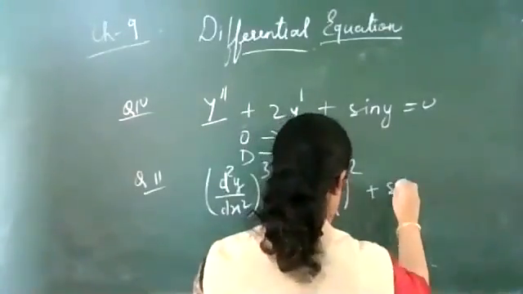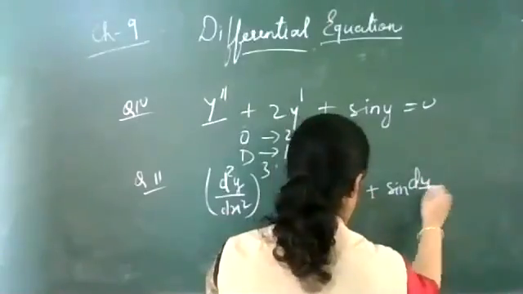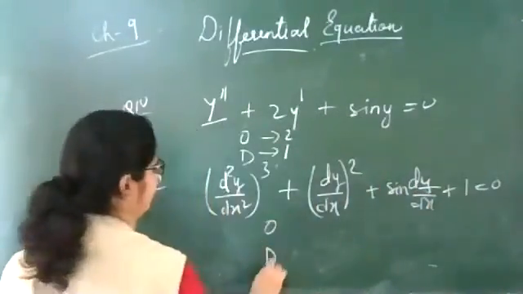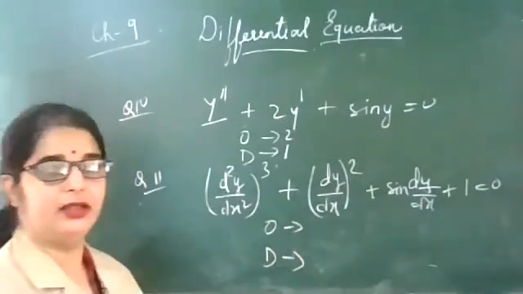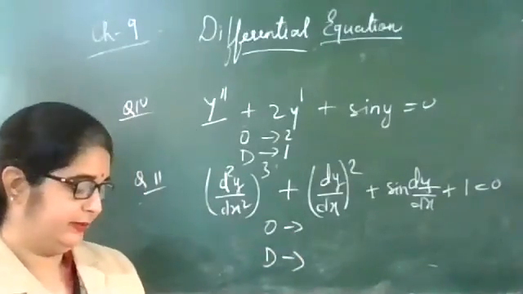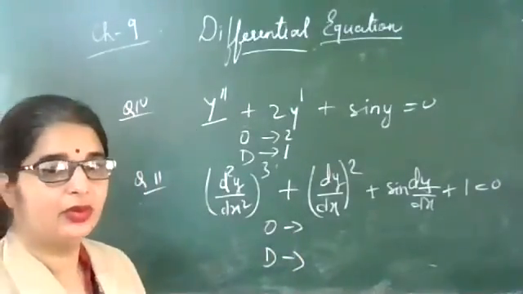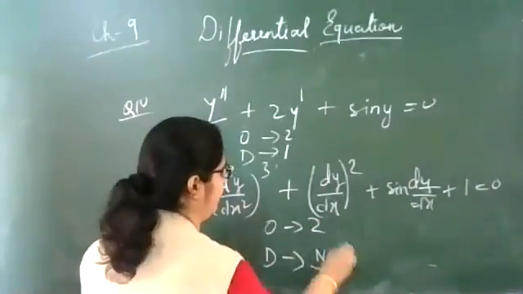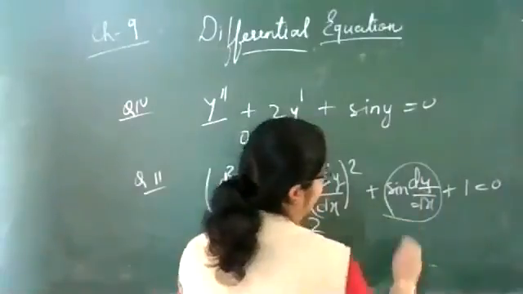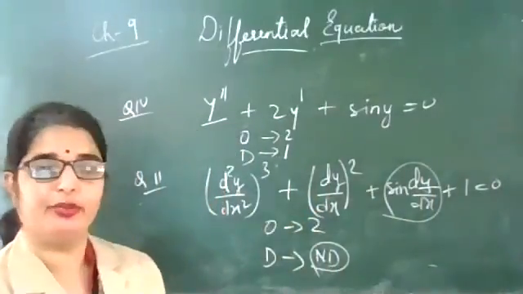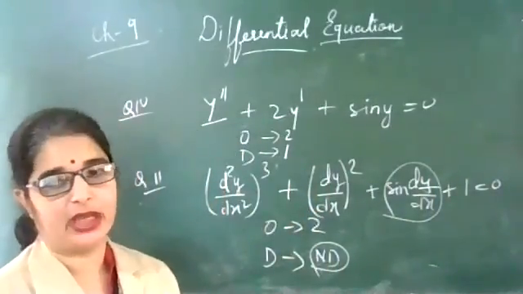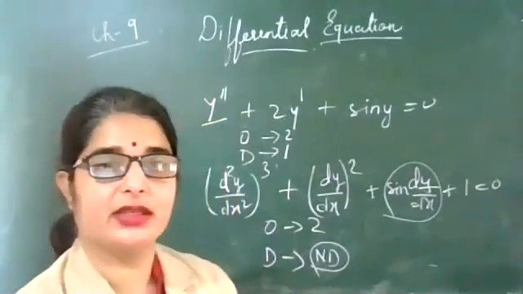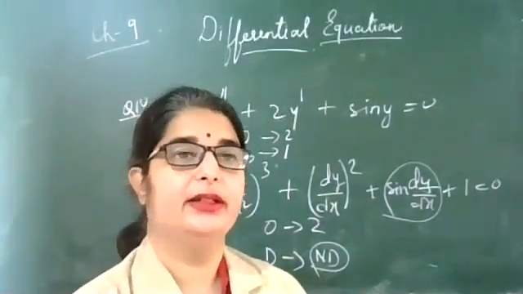Plus sin dy by dx plus 1 is equal to 0. What is the order and degree? Order is 2 and degree is not defined. Very good. This is what I wanted. Why is the degree not defined? Again, we are having sin dy by dx. It is not a polynomial in derivatives, so it will not have any degree. So this way your exercise is over. Okay, class. Thank you.